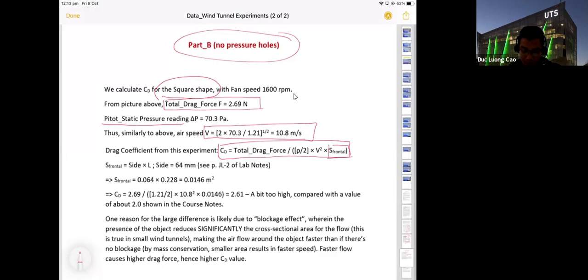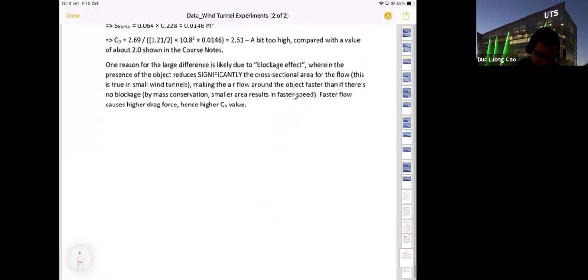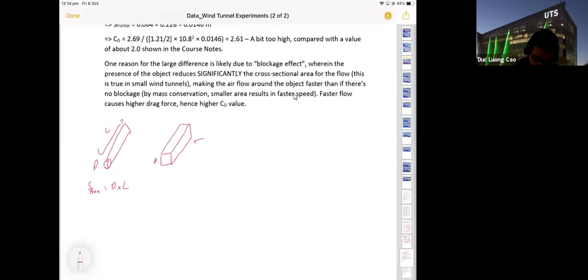S frontal is similar. This one is for cylinder. I draw here the cylinder with the L. S frontal will be equal to D times L. For the square, the airflow is in this way. So this one is D, this one is L. S frontal is D times L.